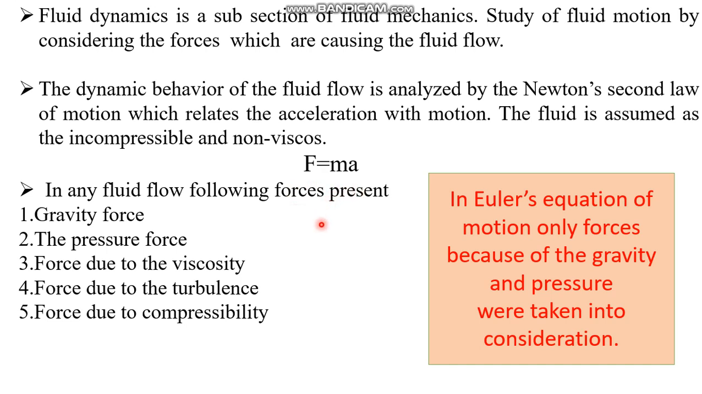Before going to Euler's equation, let us have a look at what forces are acting on the fluid flow. The first is the force because of gravity. Second is the pressure force. Third is the force due to viscosity, then force due to turbulence, and force due to compressibility. These are the five forces which are acting on any fluid flow.